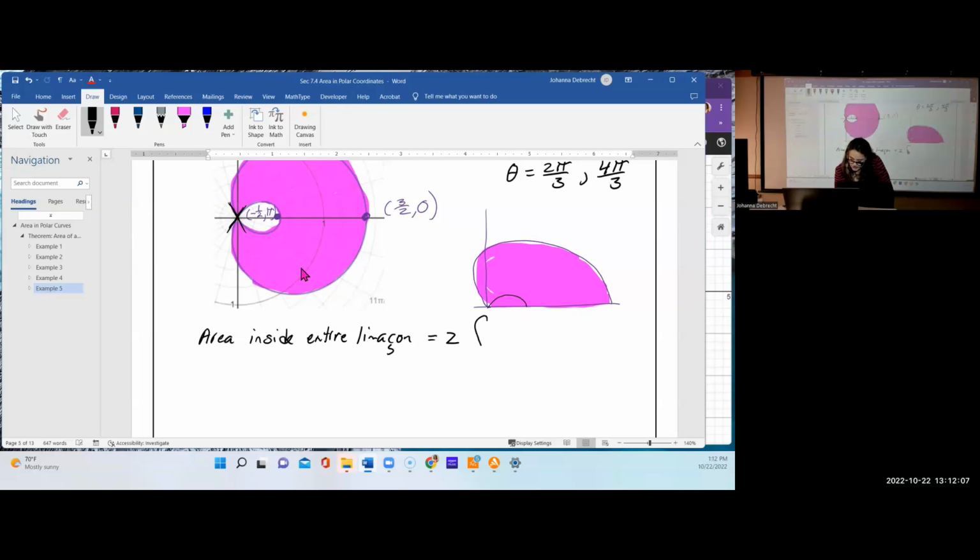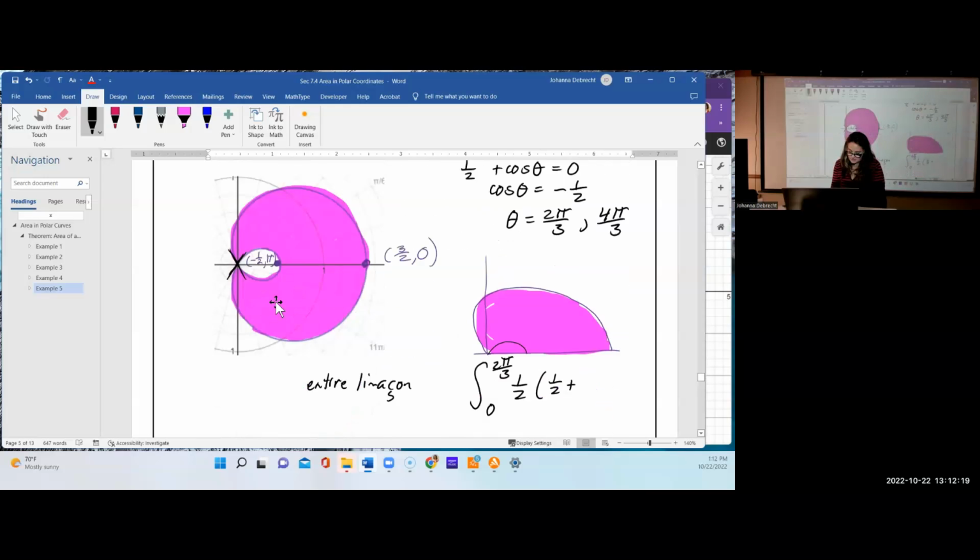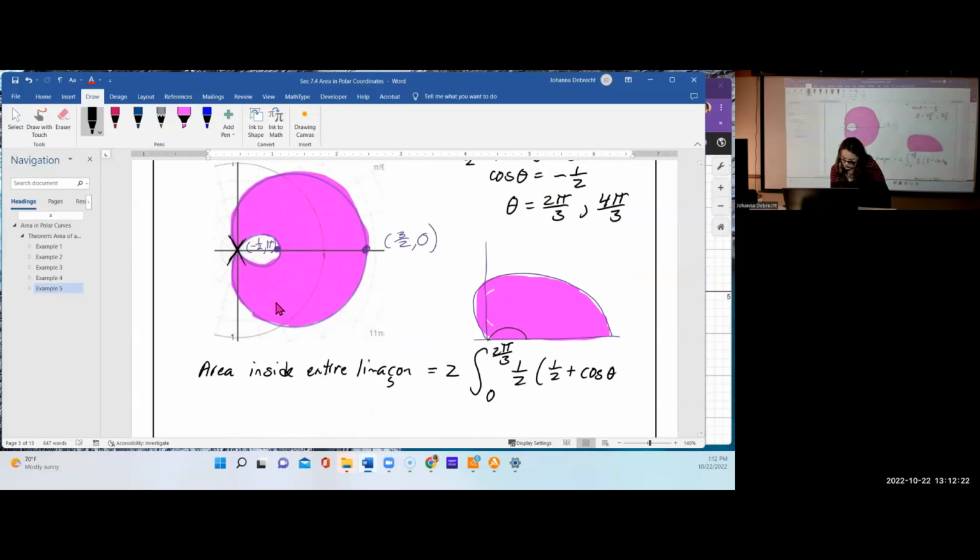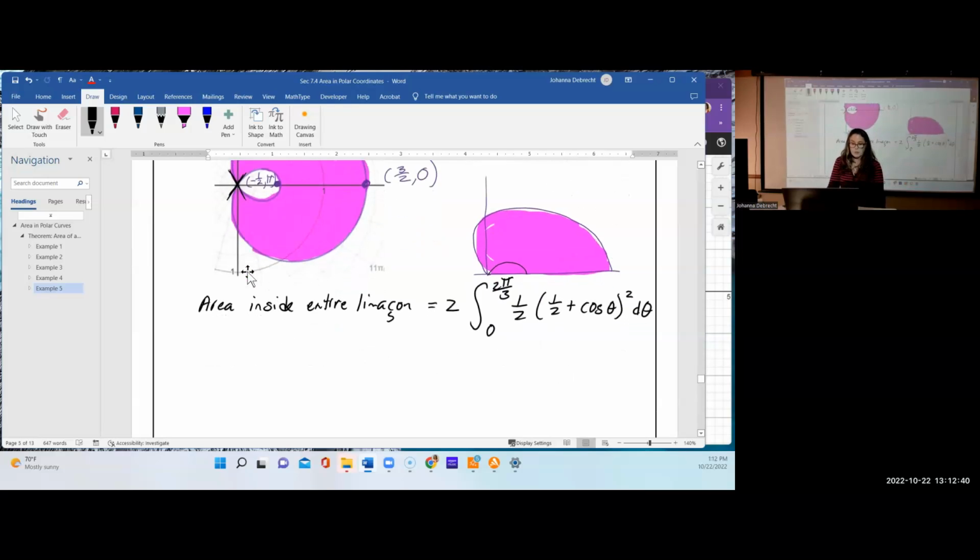It is going to be 2 times the integral from 0 to 2 pi over 3 of 1/2 r squared, which was 1/2 plus, was it cosine of theta? Yeah, cosine of theta, squared, d theta, right? That will give me everything shaded in, including the hole. And then I'll have to subtract out the hole. So this is going to cover everything in pink. So if I compute this one, you may want to go ahead and pause the video, work out the algebra and the calculus, and then turn the video back on, and we'll compare our results for the area inside the limaçon.